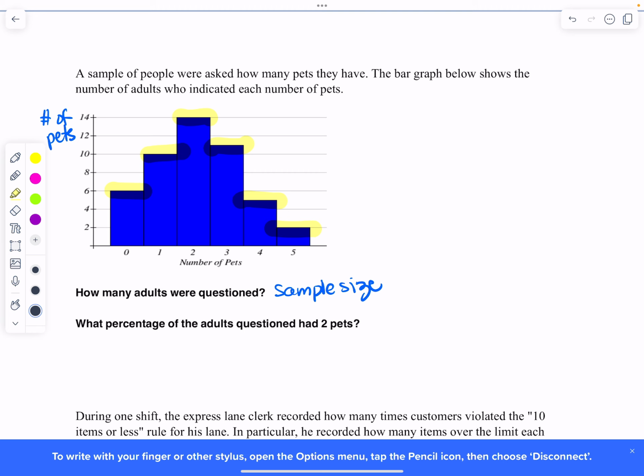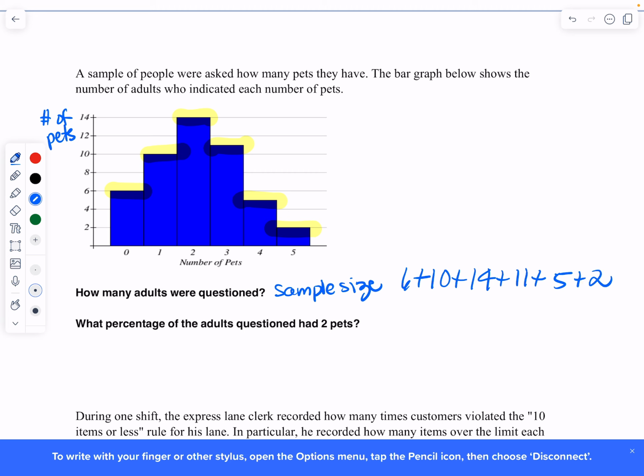Okay, so the number of pets, the person that has 0, there were 6 people. So I'm going to do 6 plus the number of people that had 1 pet is 10. Plus the number of people that have 2 pets is 14. Plus the number of people that have 3 pets is actually between 10 and 12. So we're going to say that's 11. Plus the number of people that said they had 4 pets, which is between 4 and 6, which is 5. And finally, the number of pets, 5, that's 2.